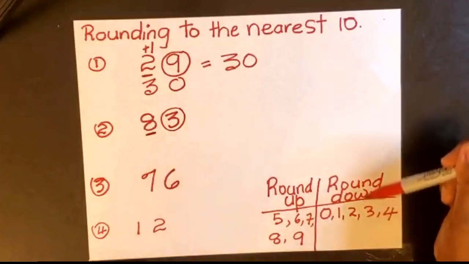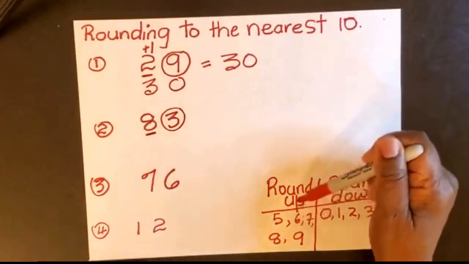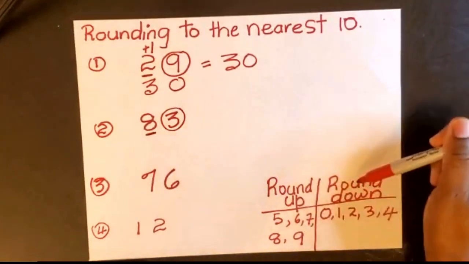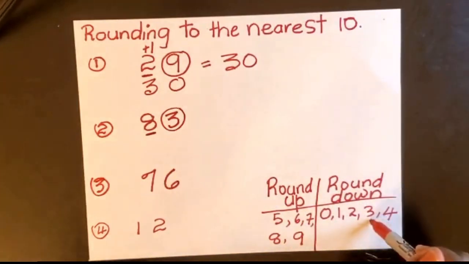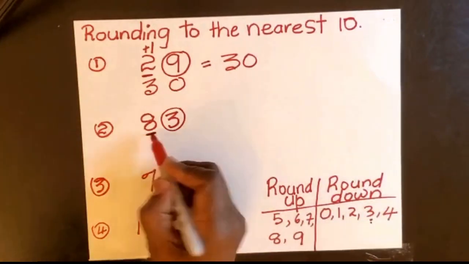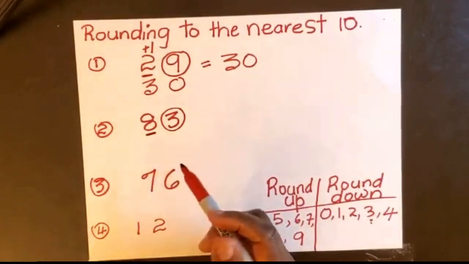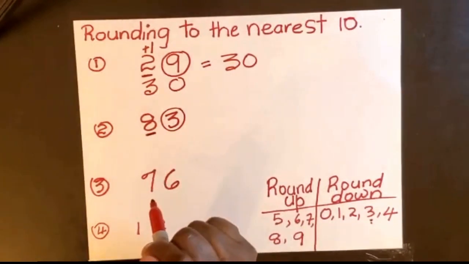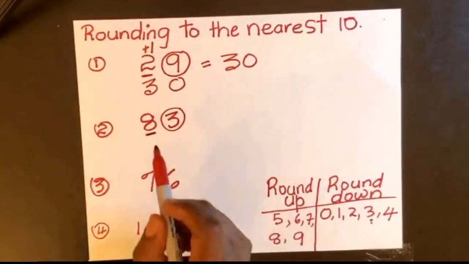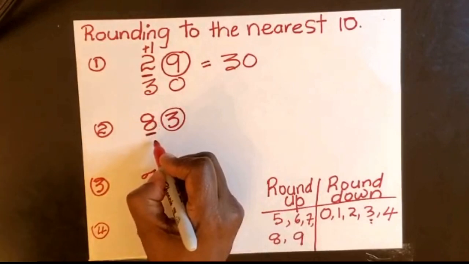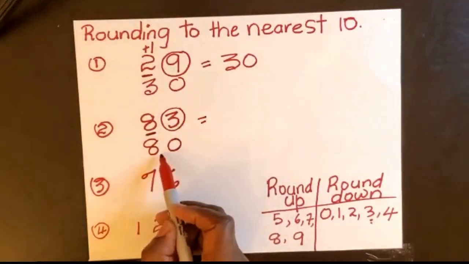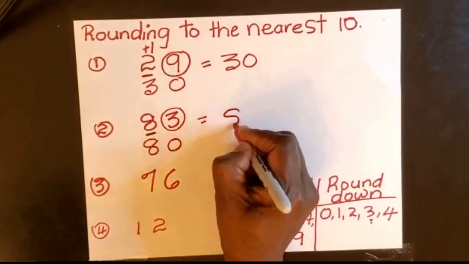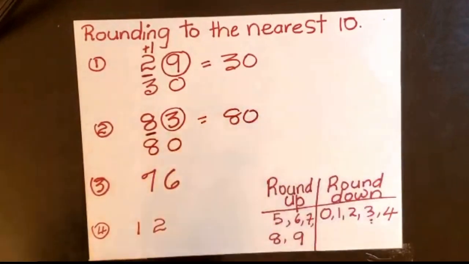Now, when you look at the round up column, there's no 3. But in the round down column, there is a 3. So a 3 allows you to round down. The trick in this one is when you are rounding down, you neither add nor subtract anything to the tens place. So the tens place remains as it is, and the 3 becomes a 0. So 83 to the nearest 10 is 80. Good.